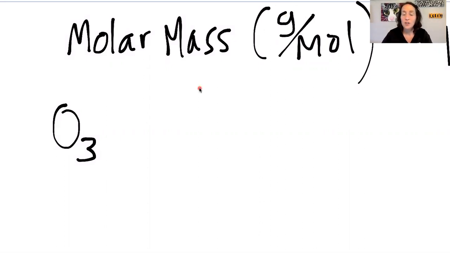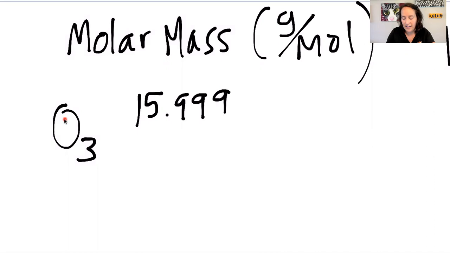So all you really have to do is have the molecular formula and then a periodic table handy. So if you were asked to find the molecular mass of ozone, which is O3, that means that there are 3 atoms of oxygen in that compound. So go to your periodic table, either the PDF that you can download, or there's one in the back of your textbook after the appendix, and you'll find that oxygen weighs 15.999 grams per mole.